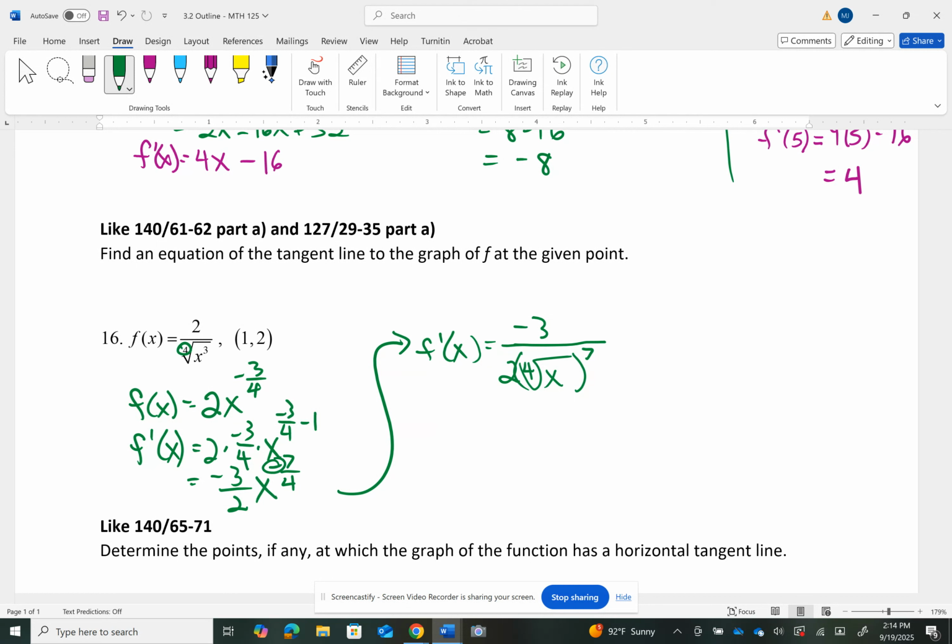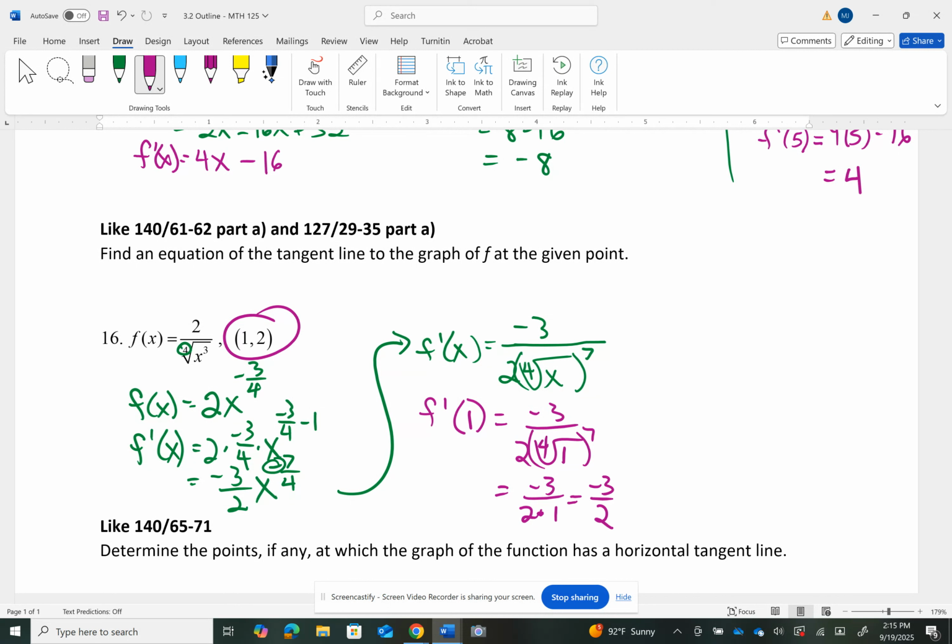Okay, so that's the formula for finding the slope anywhere on the function f. But I want the slope at an x of 1 because of that given point. So I'm just going to plug in a 1. Okay, so think about that. So you'd have -3/2. Then the 4th root of 1 would be 1. And when you take 1 and raise it to the 7th power, you get 1. So you wind up with -3/2 at that point.